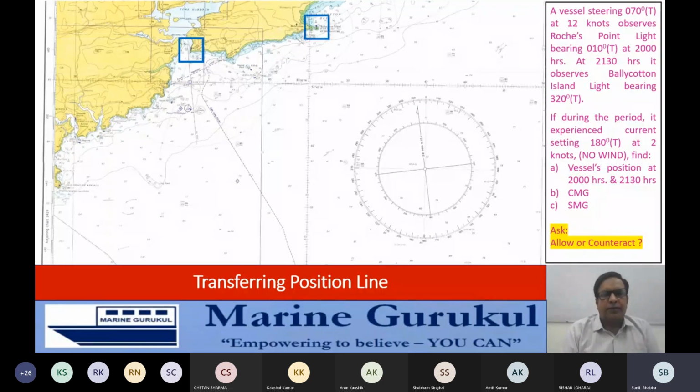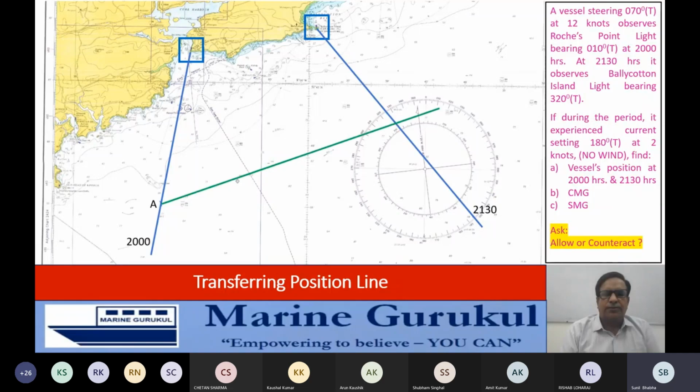We'll identify the landmarks. We draw the 2000 RPL. We draw 2130 PL. We take any point on first PL. Now we draw the CTS through it, indicated by single arrow, mark off engine distance for 1.5 hours, that is point B. So this is 070 degrees true into 18 miles.